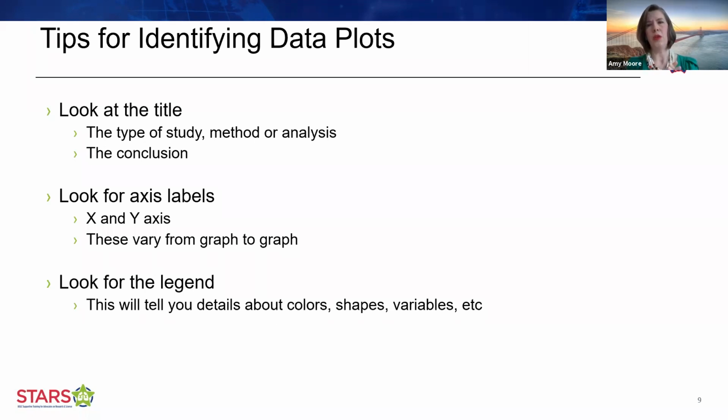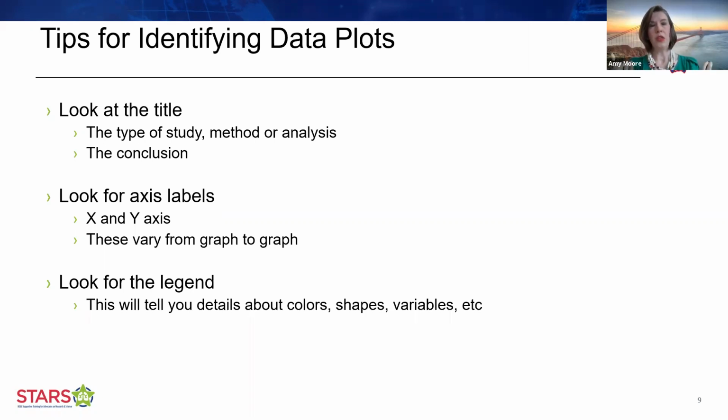This is, I think, one of the best ways to orient yourself to where you are in looking at these graphs. So find your X and Y axes. The Y axis is your vertical axis. It's on the left, it goes up and down. Your X axis is the horizontal one that goes across the bottom. And these are going to vary from graph to graph. So it's very important that you read the labels of these axes because it'll tell you what's being represented.